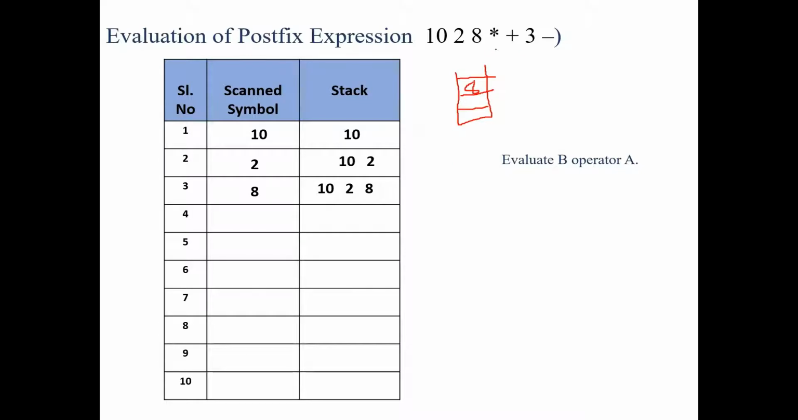And now, what is the next symbol scanned? Here you will be scanning a multiplication operator. What you are supposed to do when you encounter an operator is pop the top two operands. So here on top you have 8, so the top operand will be considered as 8. You will be placing it in place of A.